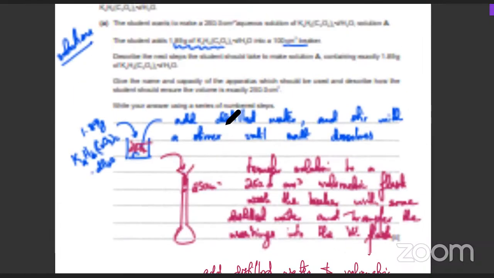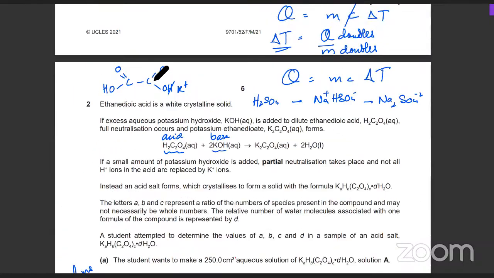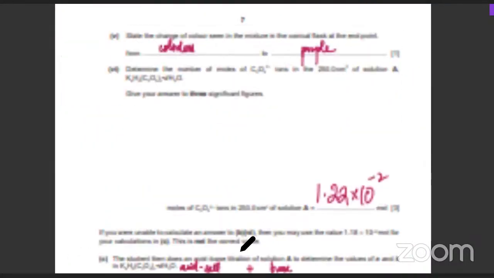Where's the salt? Salt over here. H plus ones are getting knocked out and they're getting replaced by K plus 1. We were able to figure out that there was a certain ratio of C2O4 ions and H plus 1. We were able to figure out that the mole ratio came out to be 4:5. We had to figure out, so what is the value of K?